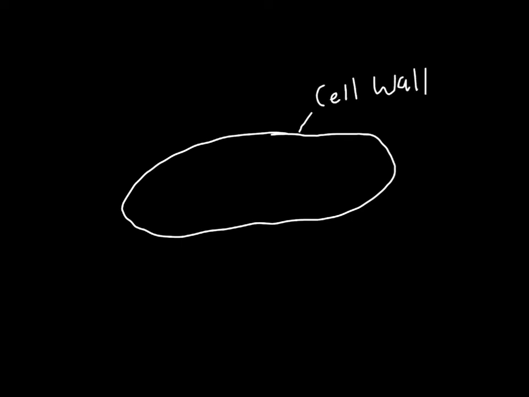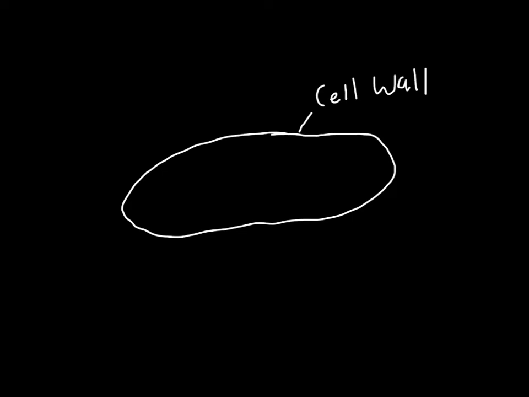So again, forgive my drawing because I'm not the greatest artist in the world, but obviously a bacterial cell is round. I'm going to start with the outermost structure, which I just drew. This is your cell wall. Basically, what the cell wall does is help to give the cell its shape, and it's there to support.